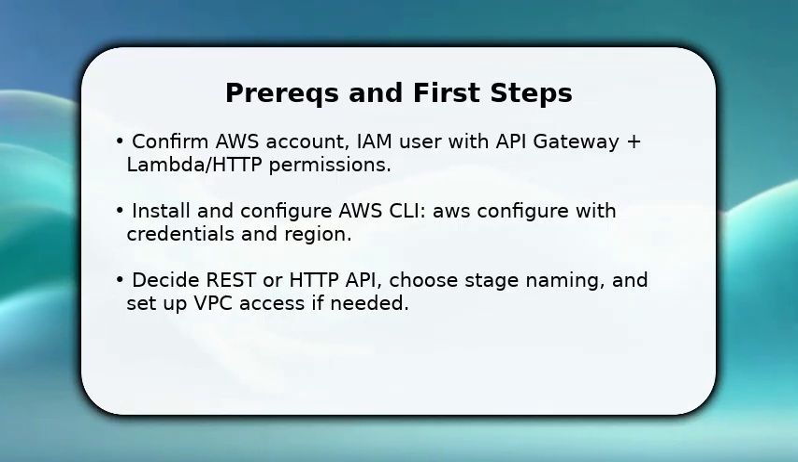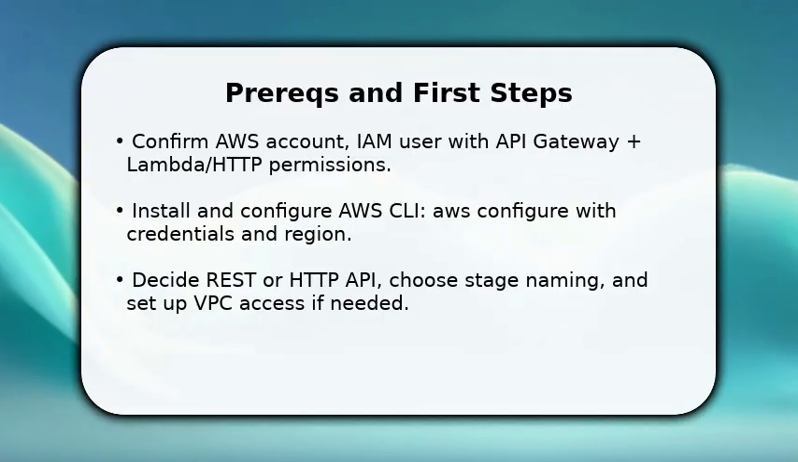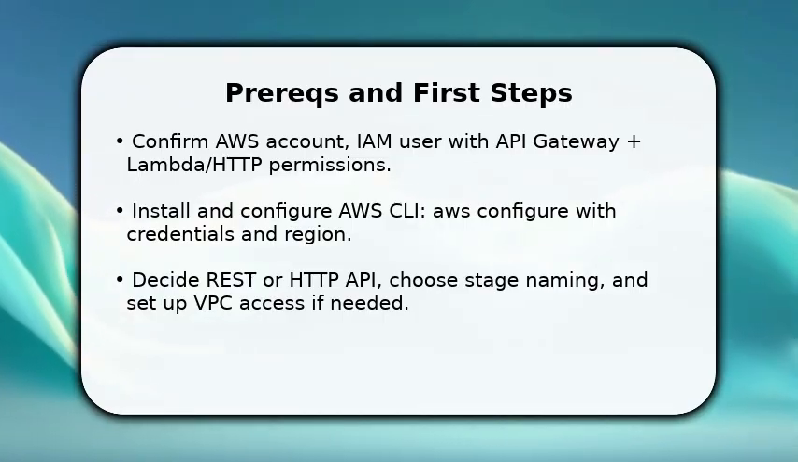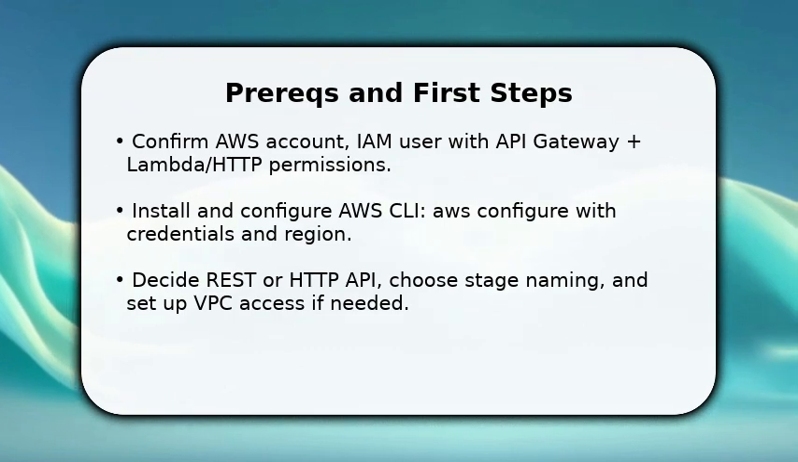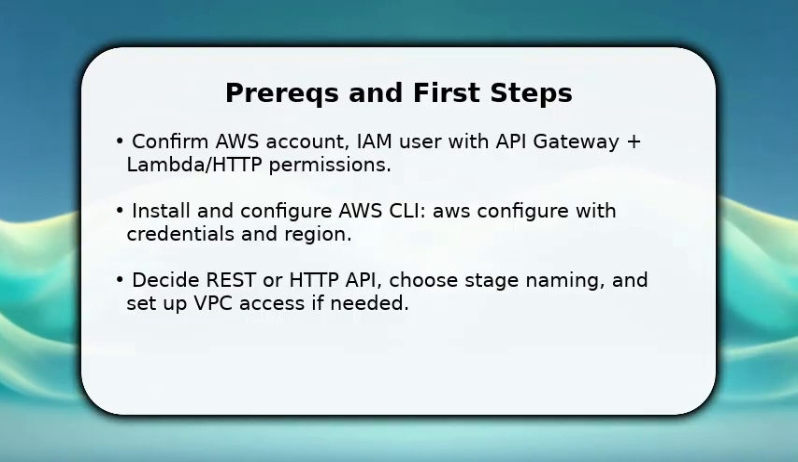Next, decide REST versus HTTP API. Pick HTTP for lower latency and REST for granular features. Create or reuse a role for integrations and choose a stage name policy. Make sure to enable CloudWatch logging now so you capture request traces during early testing.